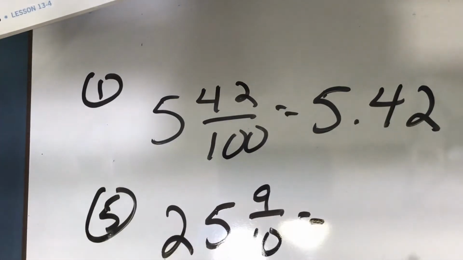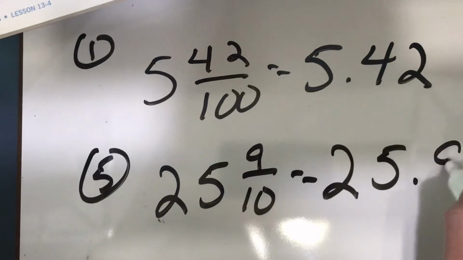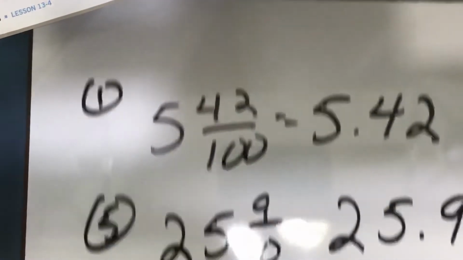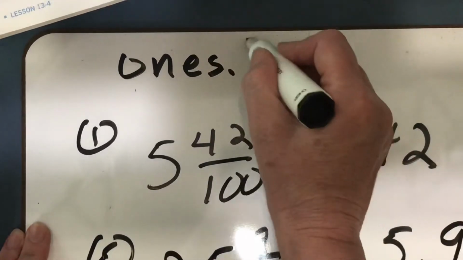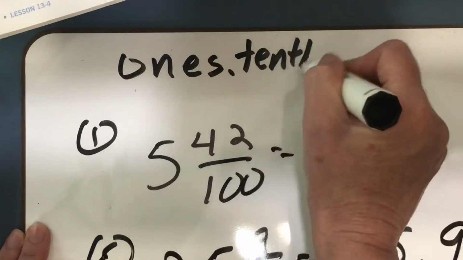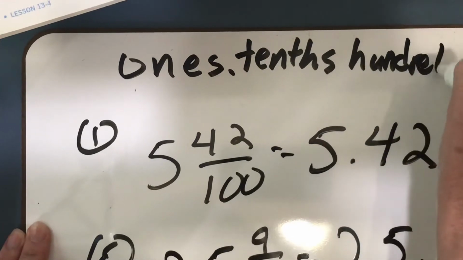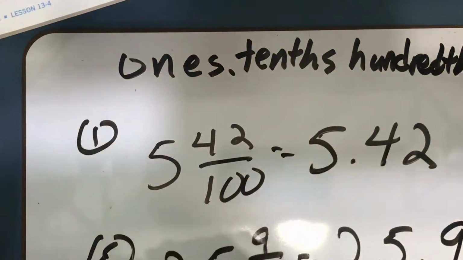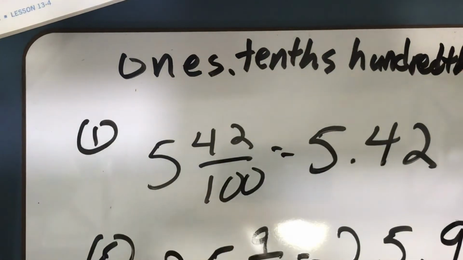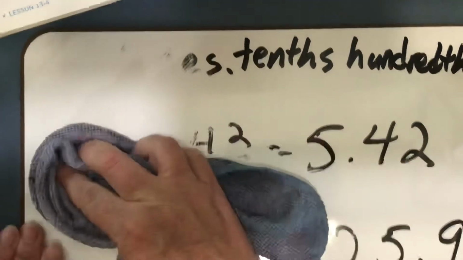Okay, number 5 says 25 and 9 tenths. To write that as a decimal, I'm going to put 25, then my decimal point, and 9 tenths. Remember, on place value, we have the ones, and then the decimal point, and then tenths, and then hundredths. So ones, decimal point, tenths, and hundredths. Okay, so on 1 through 10, you have to write each number as a decimal.